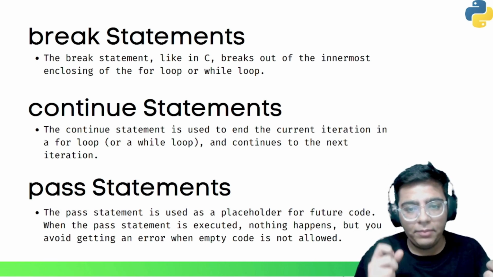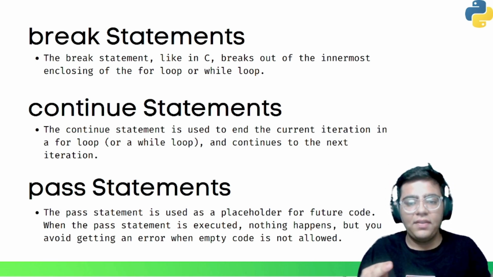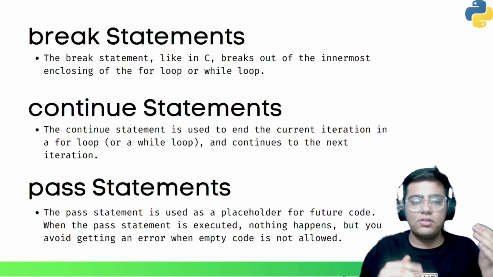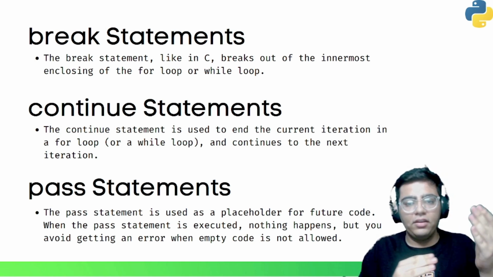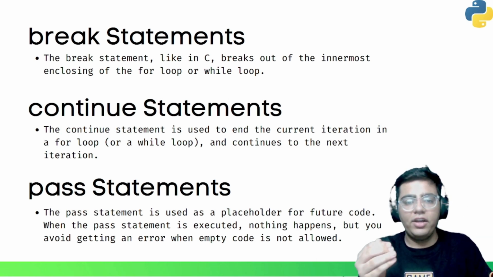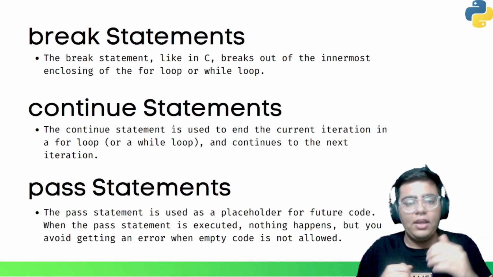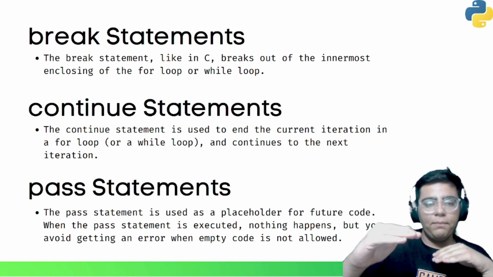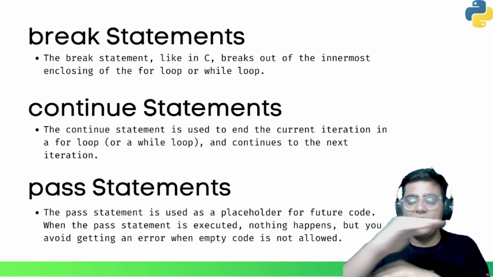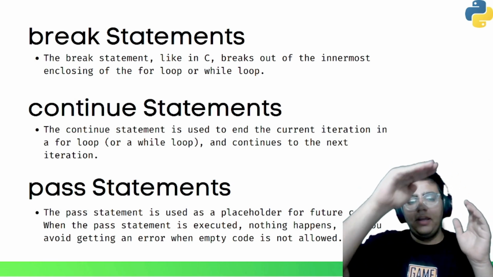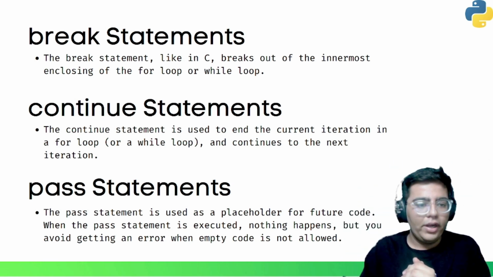Next, we have the continue statement. What the continue statement does is that it ends the current iteration of the loop and then continues to the next iteration. Let's say you have a condition where n should be less than 5. You are at n equals 3, and then you encounter the continue statement. What it does is it ends the iteration of n equals 3, goes up, and then continues from n equals 4.